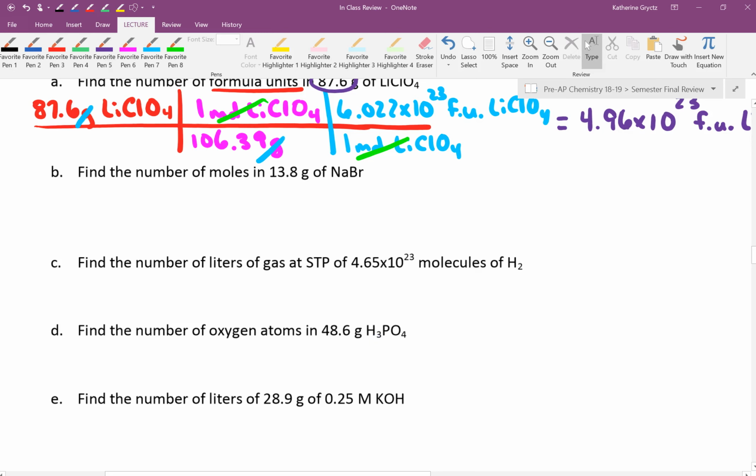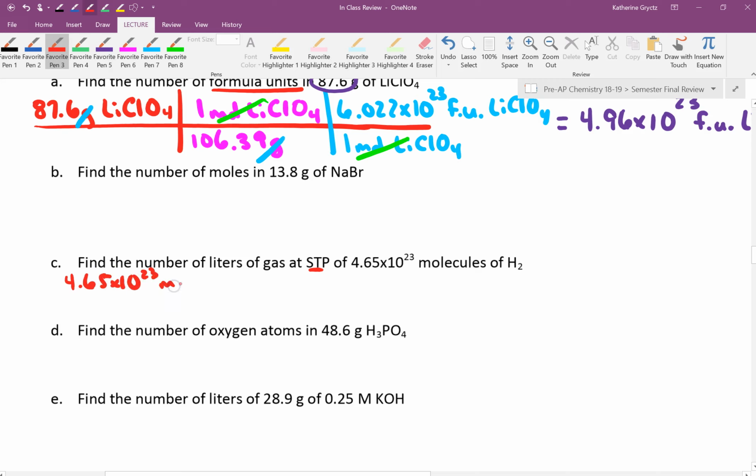Okay, we'll skip around and just do a couple of these. We'll do C, D, and E. I'm going to skip B. I think you could do that. That's just going from grams to moles, but I want to make sure I see some different ones. So on C, it asks you to find the number of liters of gas at STP, 4.65 times 10 to the 23rd molecules of H2. So you'll see H2 is covalent. That's 2 nonmetals together. We called it a molecule instead of a formula unit. Okay, minor detail, but that's just why those different terms are coming up.